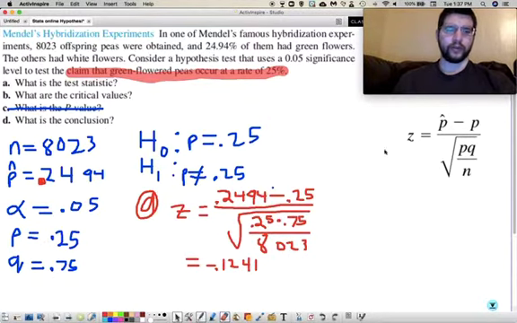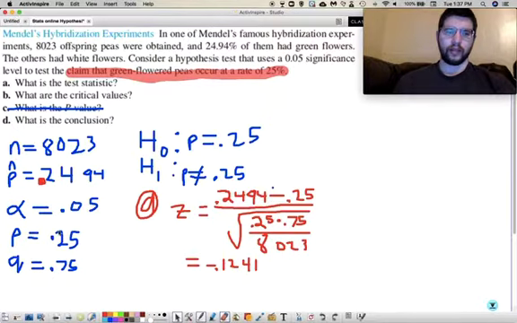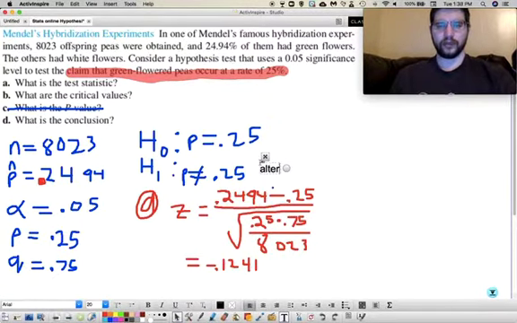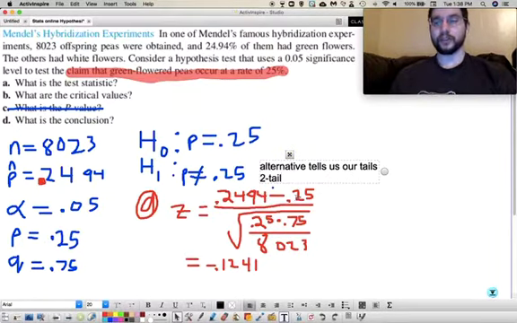For part B, it asks for the critical values. That's where we deal with alpha. Let's look at what kind of tails we have. Our alternative tells us it is a 2-tailed test. So the alternative tells us our tails. This one's a 2-tail. For the 2-tail, we have to split alpha in half. Instead of 0.05, we're going to use 0.025.